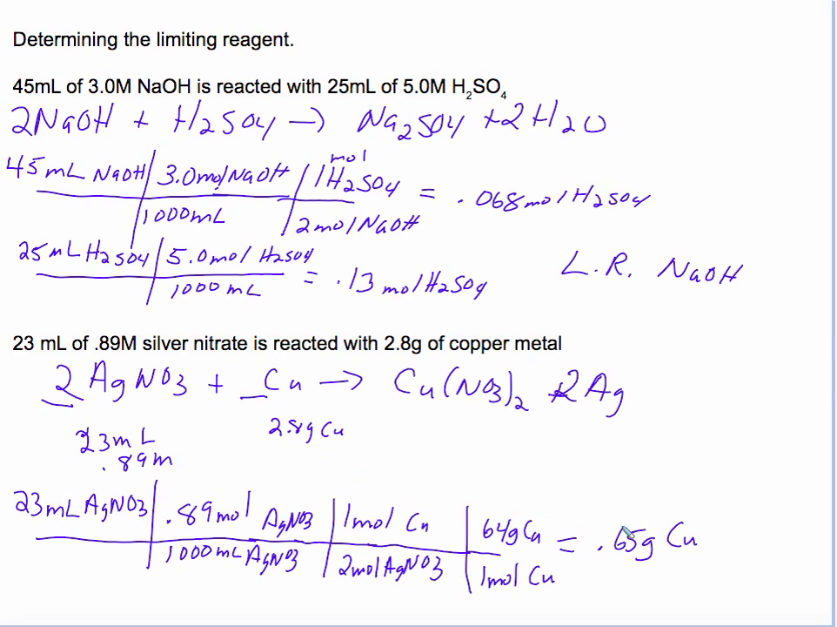Now, you have 2.8 grams available, and you're only going to use 0.65 if all the silver nitrate reacts. Therefore, the silver nitrate is the limiting reagent. If you were to do this problem and got, let's say, 3.5 grams of copper as the answer, then you would say, I need 3.5, but I only have 2.8. Then the copper would have been the limiting reagent. There's a couple different ways you could approach it, but I think the way I showed you works the best.